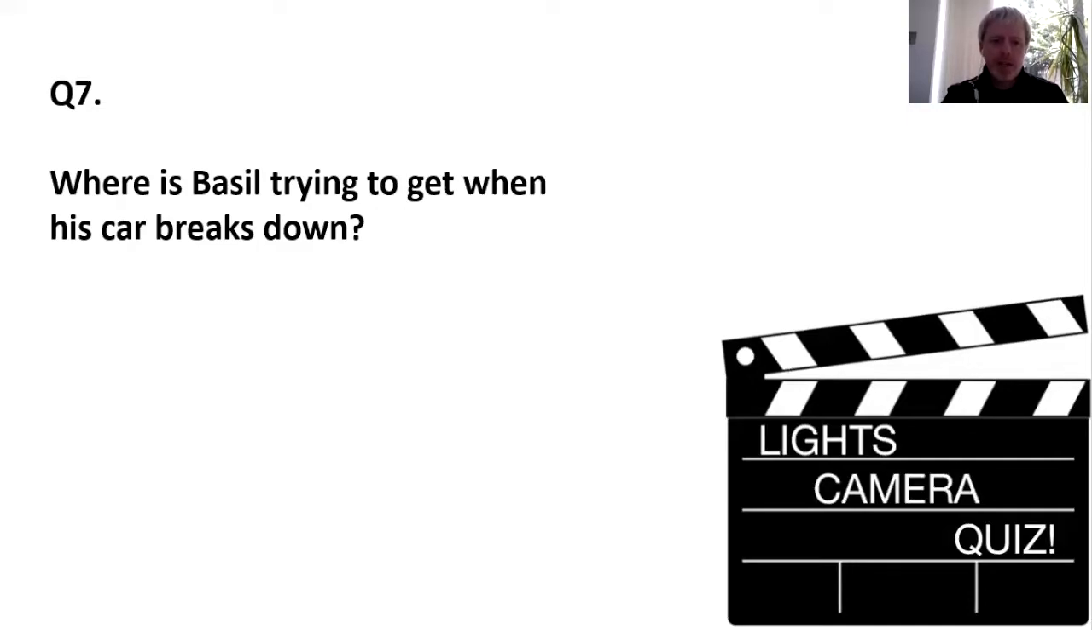Question 7. Where is Basil trying to get to when his car breaks down? And be careful about how you answer this one. You'll all know what it's involving, but where is he trying to get to? That's the tricky bit when his car breaks down.